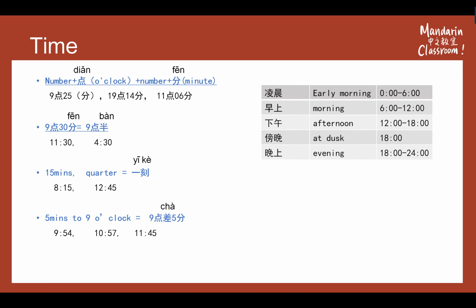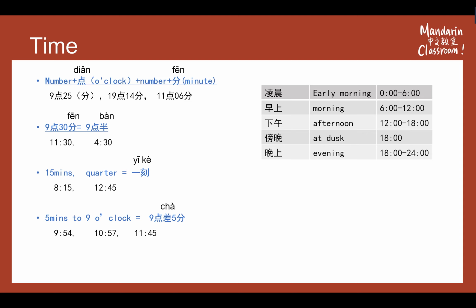19点14分. It's 7:14 p.m. And next, 11点06分. It's 11:06 a.m., right? But all of them you could avoid to say 分. And here I want to emphasize, maybe you know it already, but someone doesn't know.